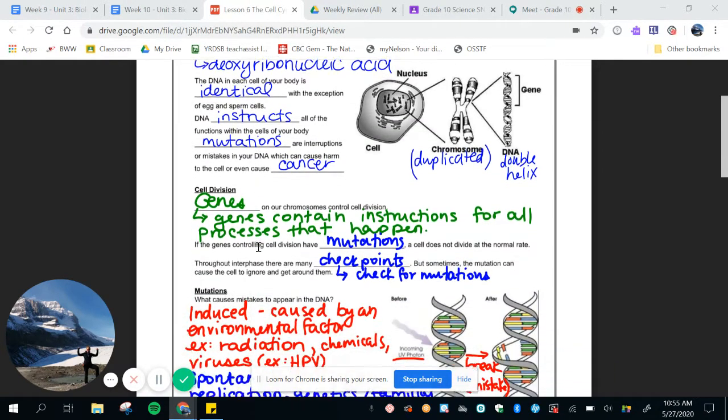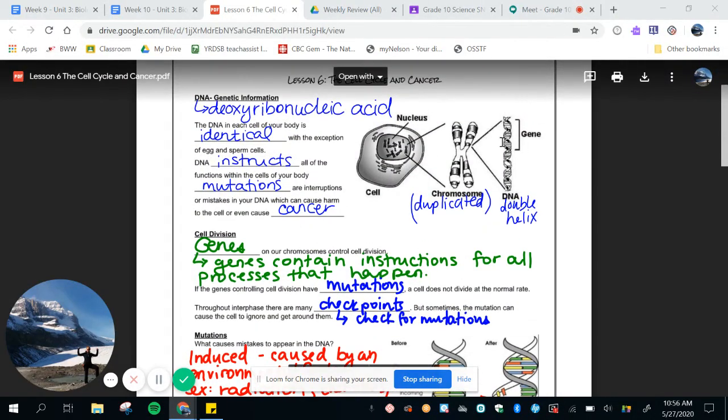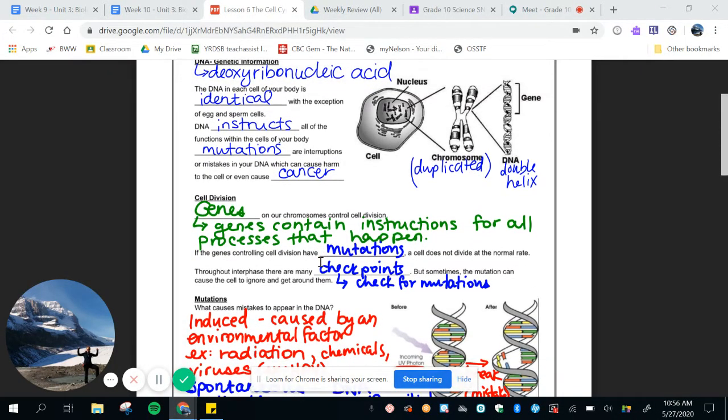So, looking at cell division and what that has to do with genes. First, I want to tell you about what a gene is. Genes are those small sections on the chromosome, like I mentioned up here. Humans have about 20 to 25,000 different genes. They all have different jobs. Genes have instructions for every process that happens in our body. One gene is typically responsible for one thing that happens.